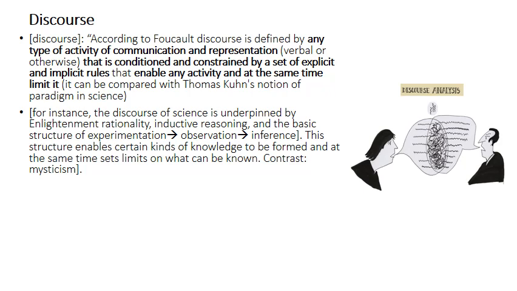You can't talk about spirituality or mysticism. And who's to say those are not valid forms of knowing? There are different experiences, there are different forms of knowing, but science does not recognize all of them. So science is a structure that enables a certain kind of knowledge to be formed, but also sets limits on what can be known.